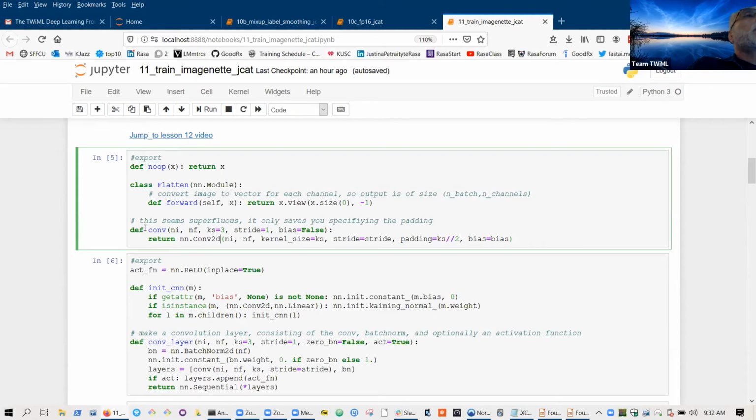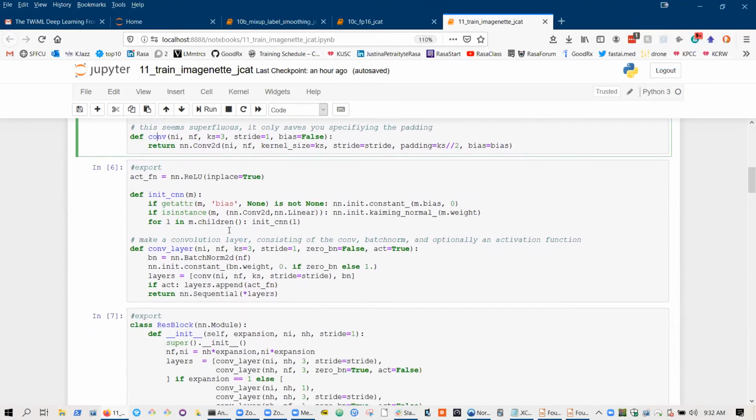But I don't see why he went to all the trouble to define this thing, because the only thing he's doing is specifying the padding, right? I mean, instead of using this conv function whenever you want to build a convolution layer, you could just go back to the original conv2d, and you still have to specify ni, nf, kernel size, bias, and stride. And the only additional thing you have to specify is the padding. So I don't see why he went to the trouble to define this, but that's fine. We'll just work with it.